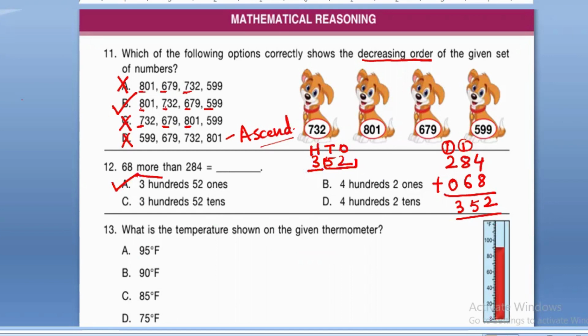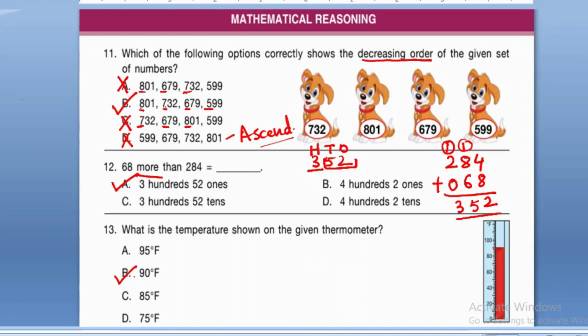Now we have question number 13, which is: what is the temperature shown on the given thermometer? Okay, so the thermometer is given over here. Now we need to check what temperature it is showing. You can see 80 here and you can see 100 over there, and the temperature is just in the middle. So in between 80 and 100, there is 90. So the correct answer will be 90 degrees Fahrenheit.